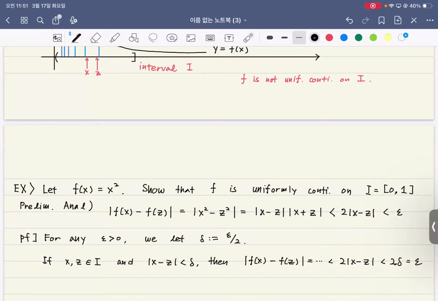So independent of the choice of position of x and z, as long as they are close to each other by less than delta, the difference of the function values is guaranteed to be less than epsilon. So my function f on this interval is uniformly continuous. Right?